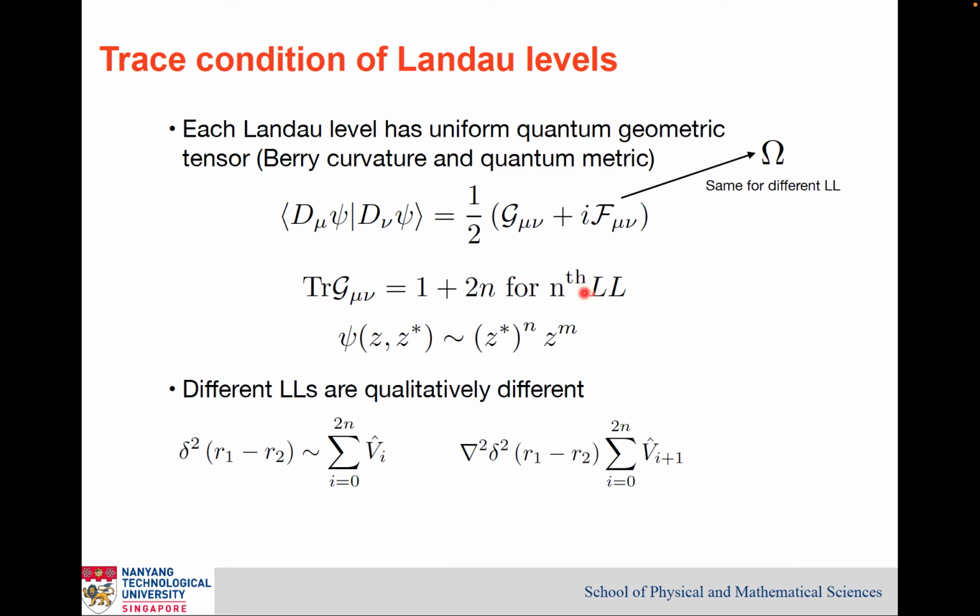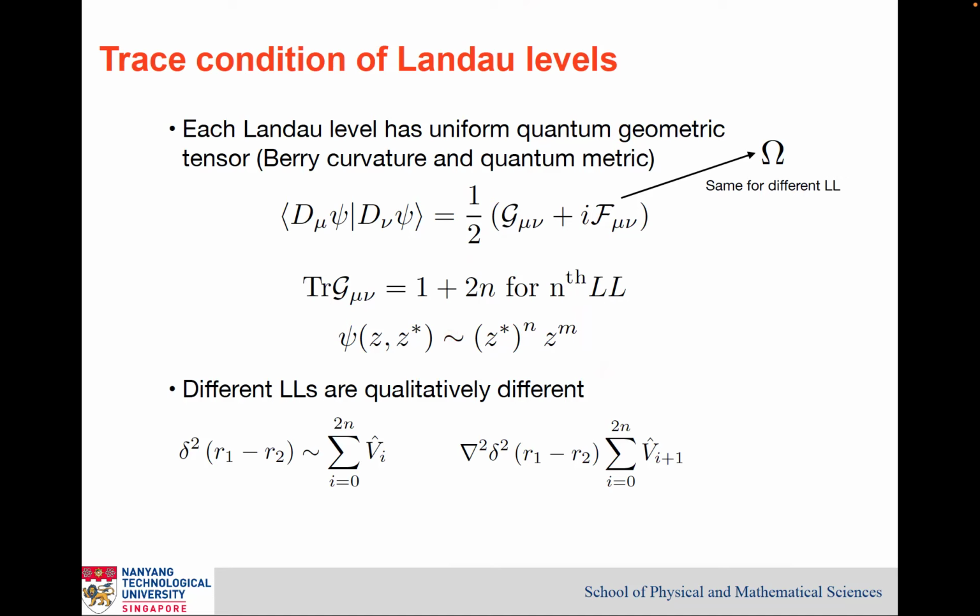Physically, it dictates that the single-particle wave function has a z-star with the highest power equal to n if it's living in the nth Landau level. But this n just indicates the orbitals in a single Landau level. Okay, so this feature actually tells us different Landau levels are qualitatively different. The easiest way to see this is to look at an interaction, which is at the lower left corner.